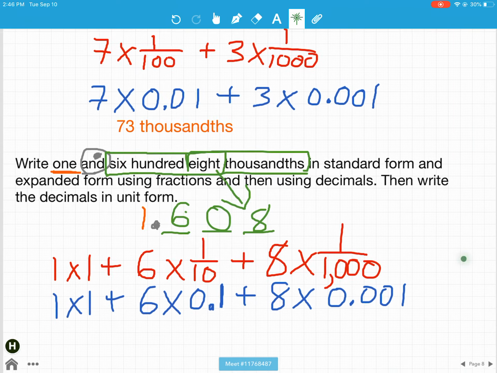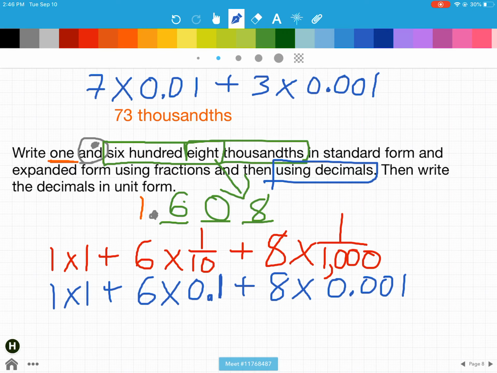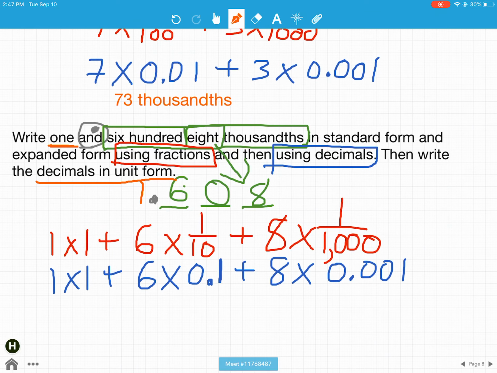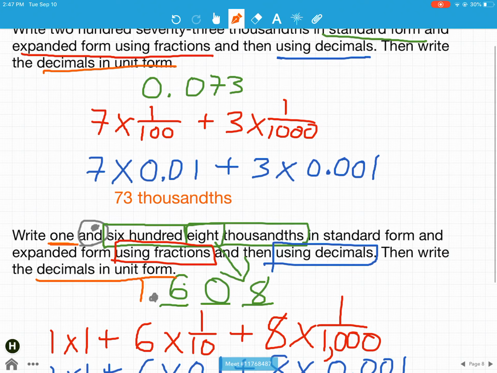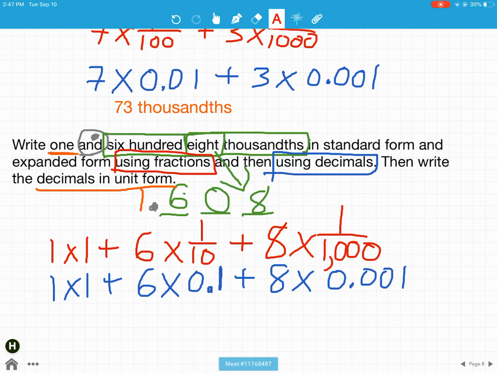Okay? Now it also says, so what I just did is the decimal form, using decimals. And then using fractions was in red. And the last thing we need to do is decimals in unit form. Okay, so this time we have to do decimals in unit form.